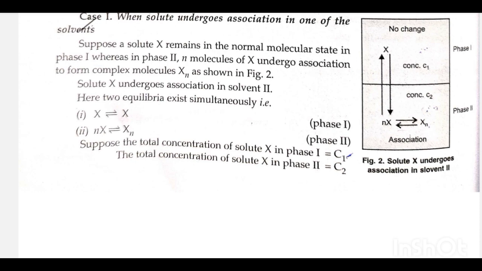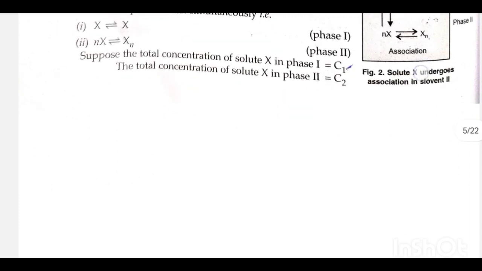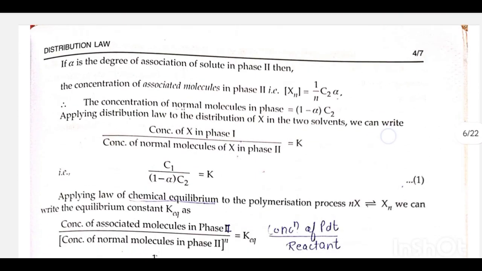Suppose that the total concentration of solute X in phase 1 is equal to C1. The total concentration of solute X in phase 2 is equal to C2. If alpha is the degree of association of solute in phase 2, then the concentration of associated molecule in phase 2, that is Xn, is equal to 1 by n C2 alpha. That is, the concentration of normal molecule in phase 2 is equal to 1 minus alpha C2.